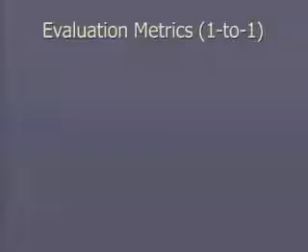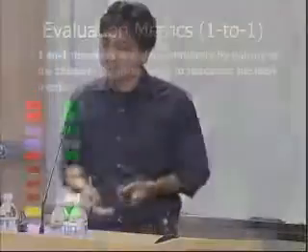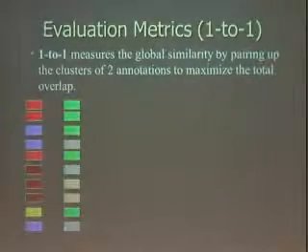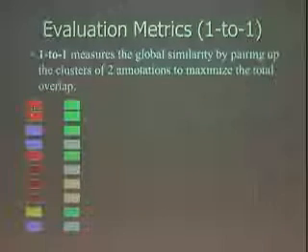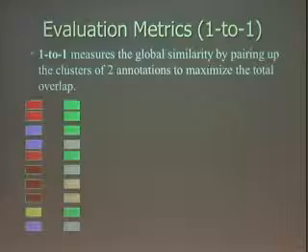So evaluation metric 1-to-1. This 1-to-1 metric just measures the global similarity by pairing up the clusters of 2 annotations so that it maximizes the overlap. So here, for example, we have this source annotation. Here is the target annotation. So we at first map each of these clusters into one of the target clusters with which it has the highest overlap.